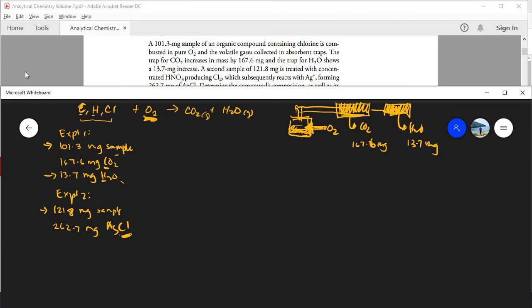Now, why do we get the percent? Because percent is relative to the amount of sample. We will not just get the amount of carbon, amount of hydrogen, or amount of chlorine, because we cannot relate them if we just use that. The chlorine comes from 121.8 mg, but the carbon and the hydrogen come from 101.3 mg, di ba?